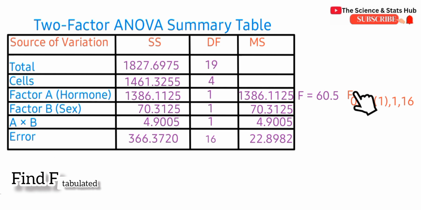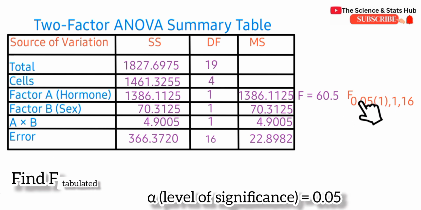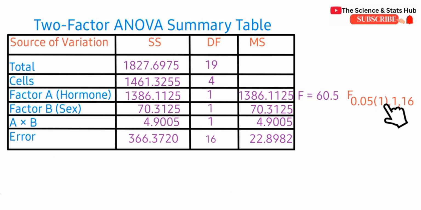Now we'll find our F tabulated by visiting the ANOVA table, where we'll look at alpha at 0.05, that is the level of significance, and of course we are talking about a one-tail test, and then the degrees of freedom of factor A being 1, and 16 here represents error degrees of freedom. This F distribution table, one-tail test, with our significance level at 0.05 and our degrees of freedom 16 at this point. So the value is 4.49.